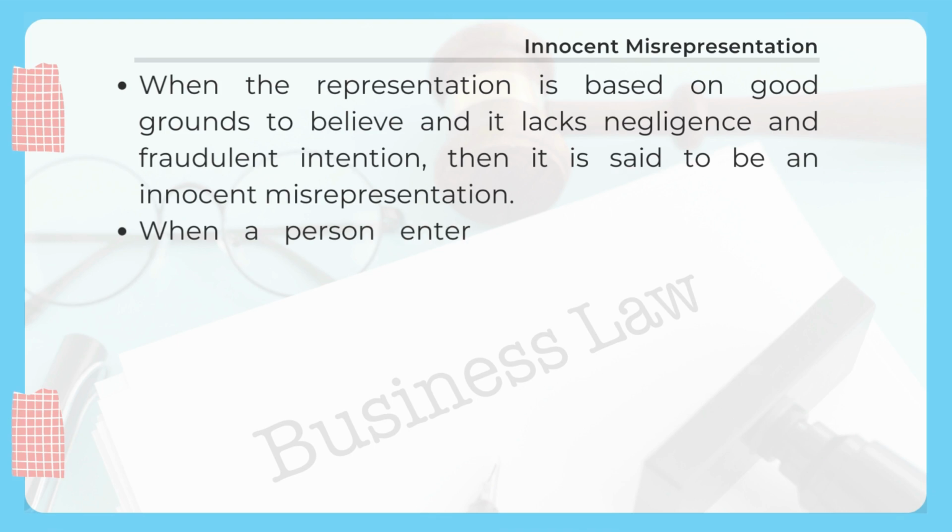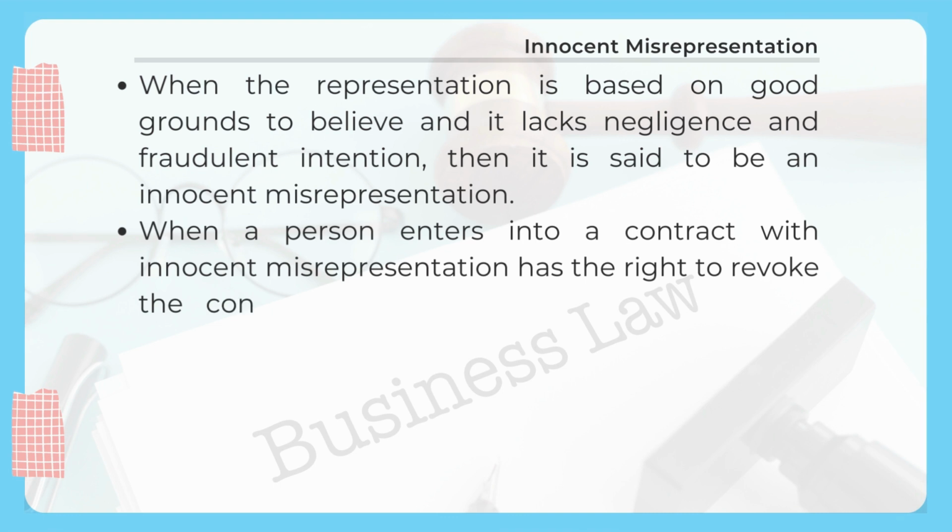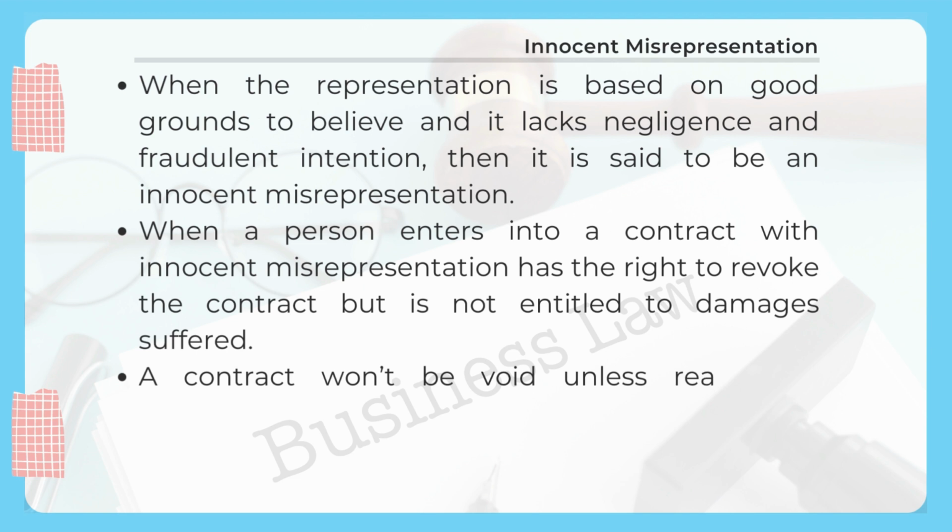In those areas people are innocent and they believe whatsoever is coming is right. They don't have available sources to check the information. They don't have available education to check the information. Then that kind of misrepresentation falls under the category of innocent misrepresentation. So when a person enters into a contract with innocent misrepresentation, he has a right to revoke the contract, but he is not entitled to any kind of damages that he has suffered.